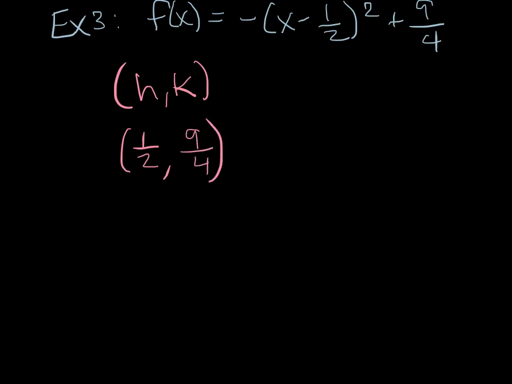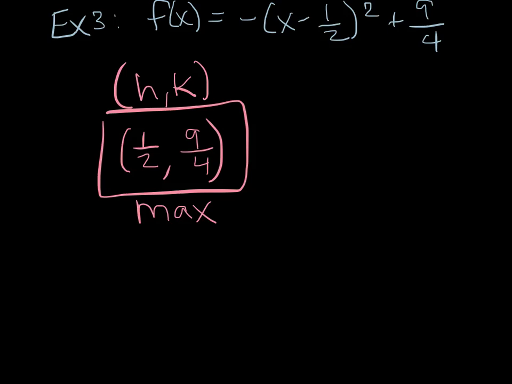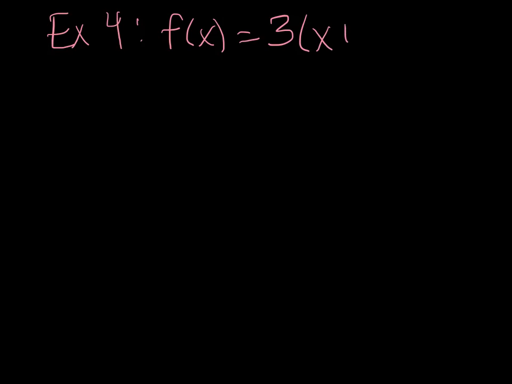Now you just have to determine, is this a minimum or maximum value? Well, I look at my a value, which is right out in front of the parentheses, and notice it's negative, so it's flipped upside down. So that's a maximum value. Alright, we're going to end with one more example. So let's say we have f of x equals 3 times x plus 2 squared minus 5.